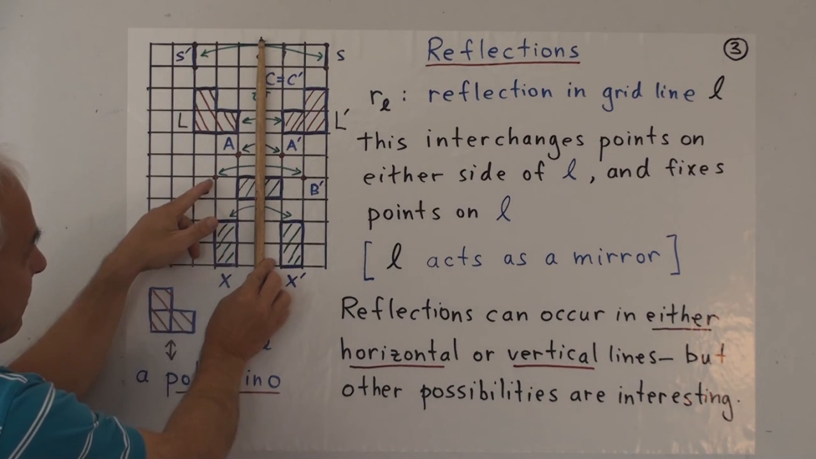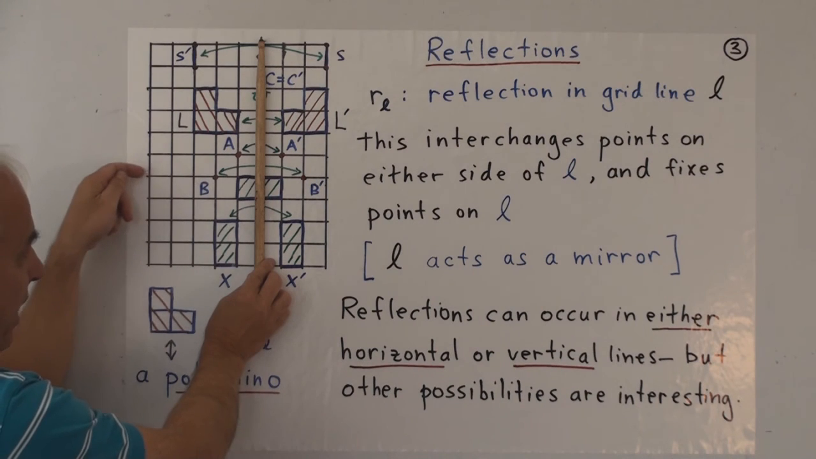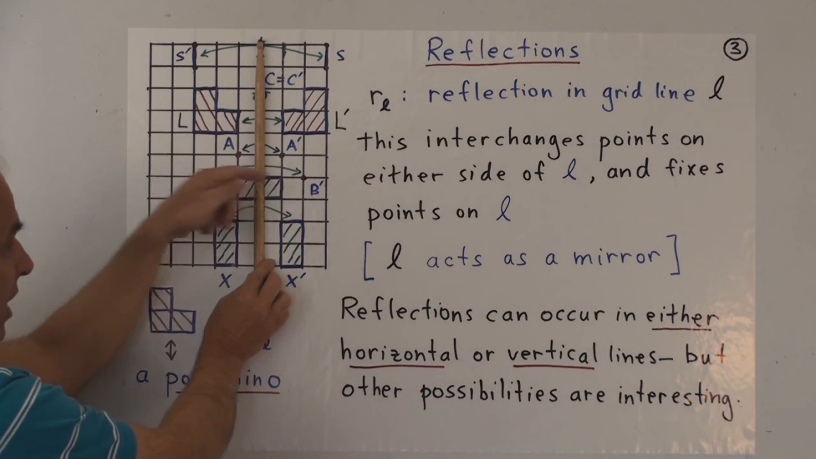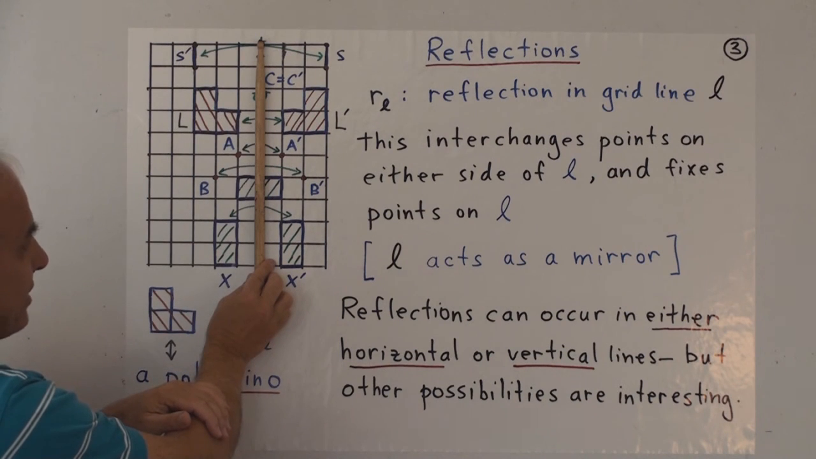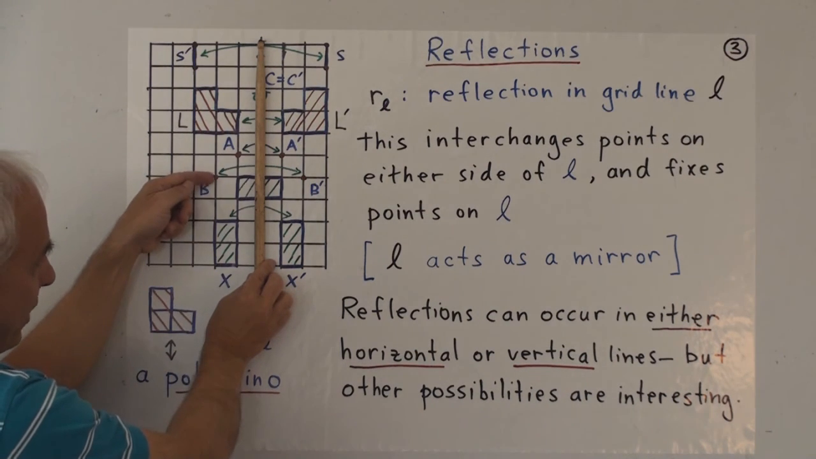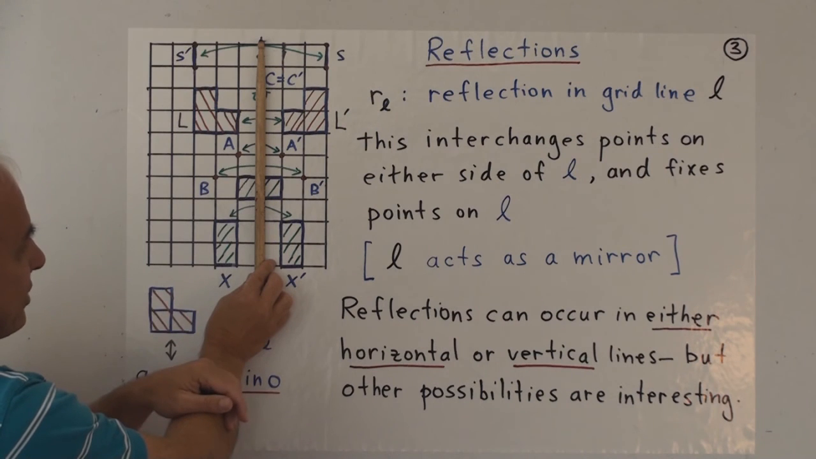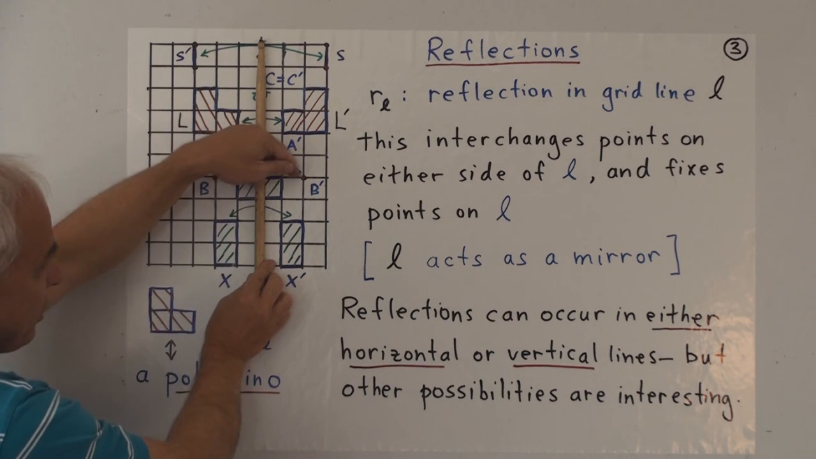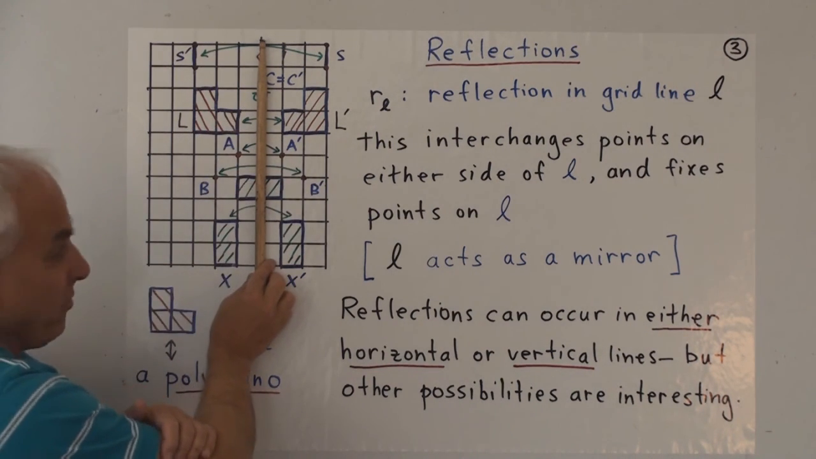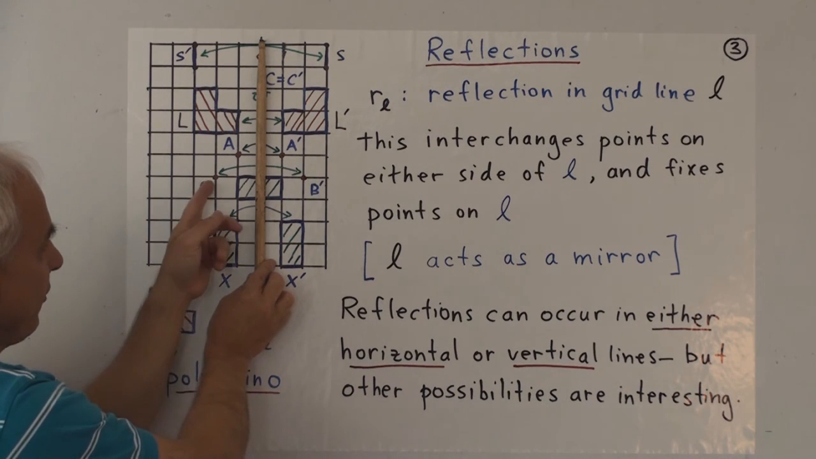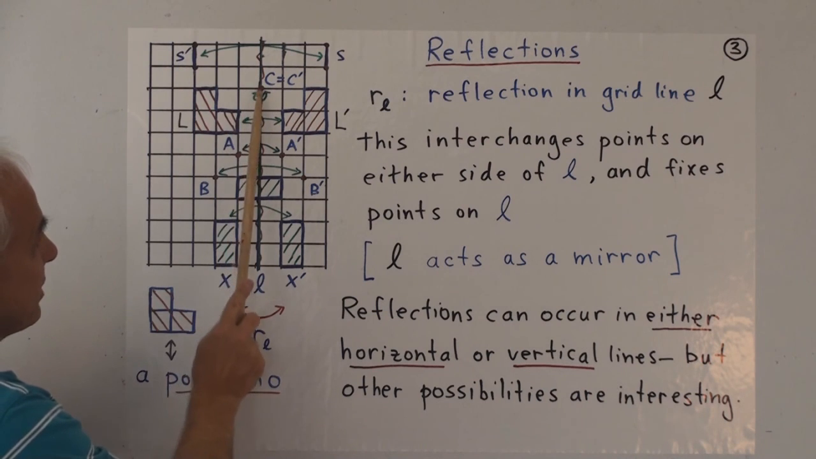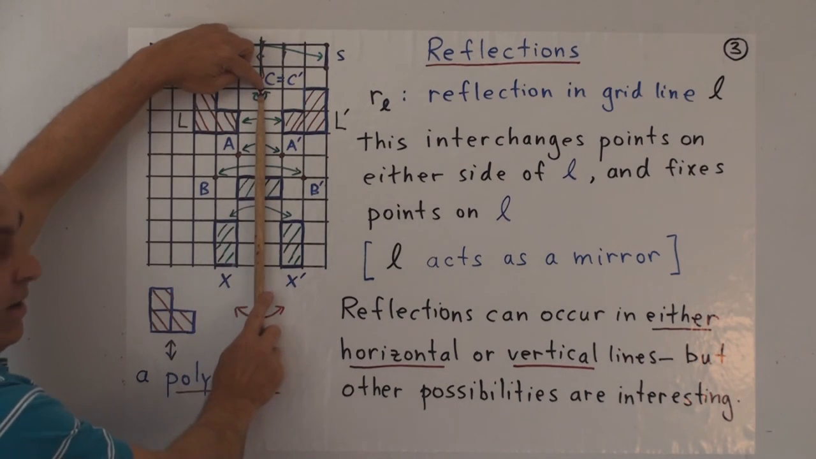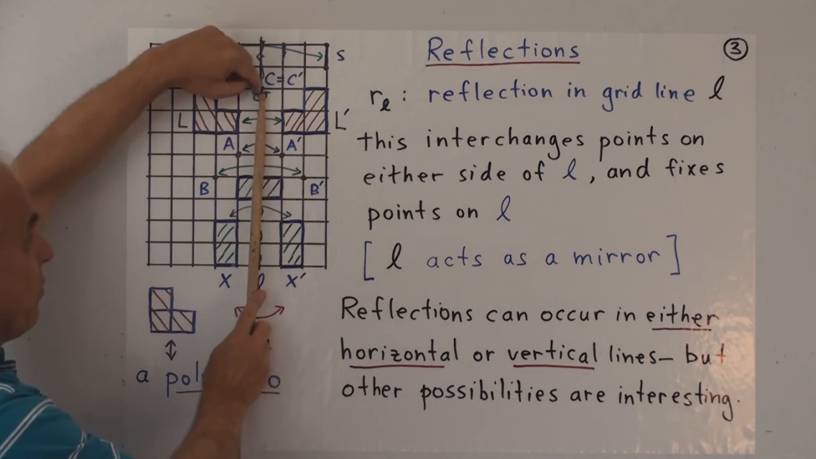What about the point B? Well, to see where it goes, we would have to go along a horizontal line perpendicular to the axis of reflection. And if we go 2 spaces to the line, that means we have to go another 2 spaces to get to the reflected point. So there's B, there's this reflection B prime. This point right here, C, is actually on the line. And when we reflect it, well, it doesn't change. It stays where it is.